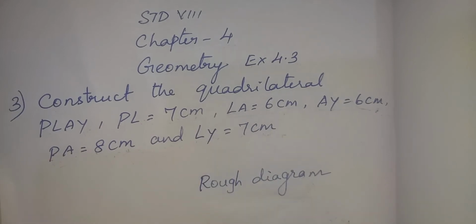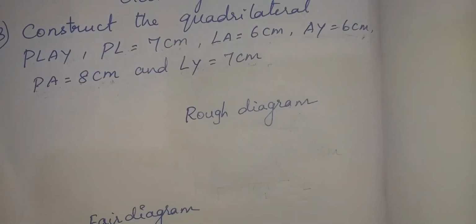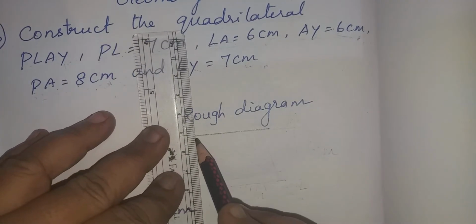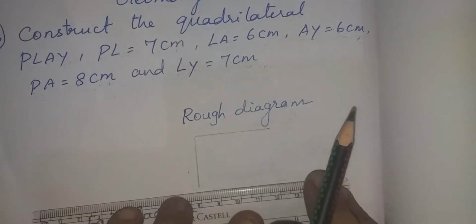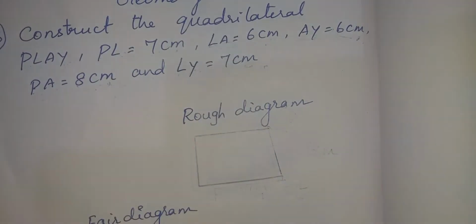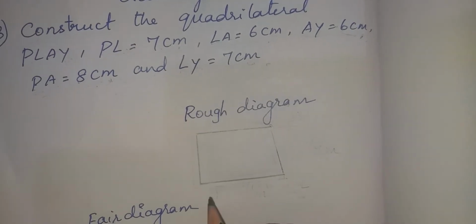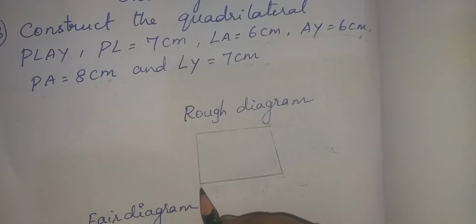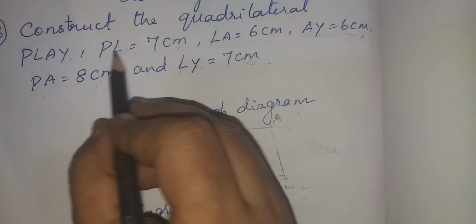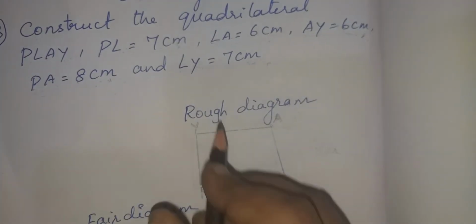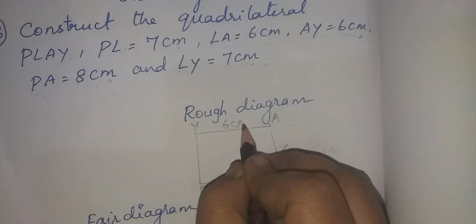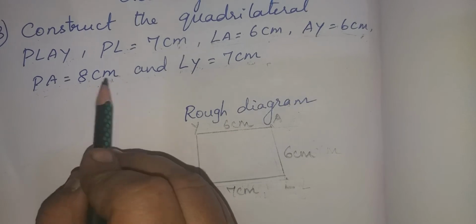First, let us draw a rough diagram. This is a rough diagram, so exact measurement is not required. Now let us plot the points P, L, A, Y. PL is given 7 centimeter. LA is given 6 centimeter. AY is given 6 centimeter. PA is equal to 8 centimeter given.